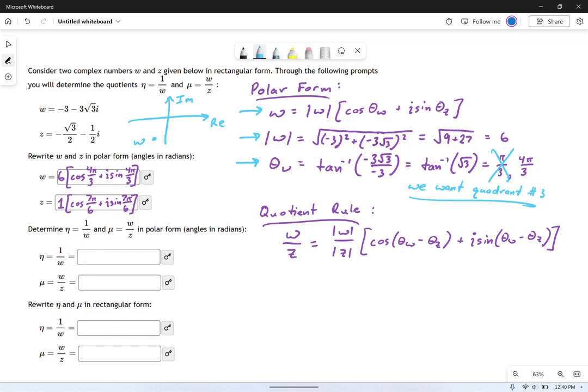Now let's move on to solving this problem. I'm going to focus on this guy first, w over z, because I think that's a little more straightforward. We have a formula for it right here. And all you do is you plug everything in that we already know from up top. We're going to plug that into our formula down here. So the modulus of w, for example, is 6. The modulus of z is 1. The angle of w is 4 pi over 3. The angle of z is 7 pi over 6.